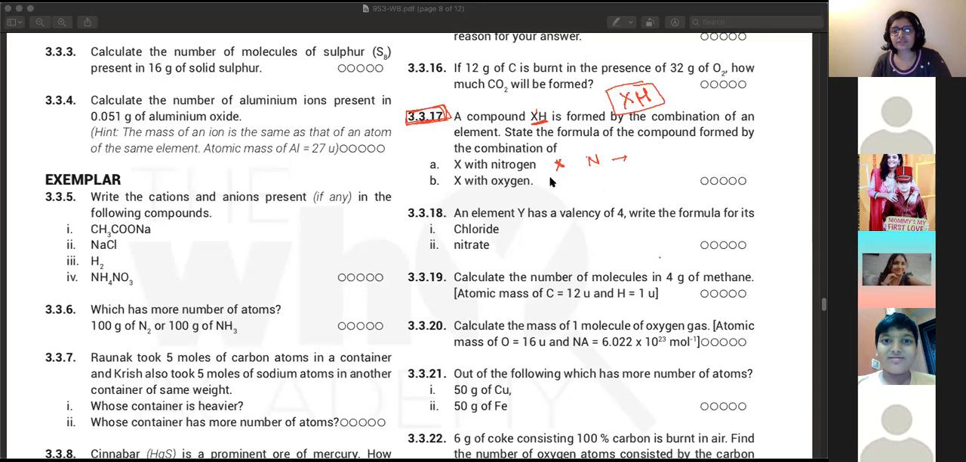So give me the answer for this problem, 3.3.17. So X with nitrogen. What is the valency of nitrogen? Raghav, you gave me two answers. Yes, ma'am, it's XN. Which one, the first one or the second one? Which is your final answer?